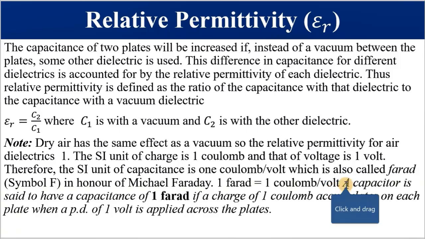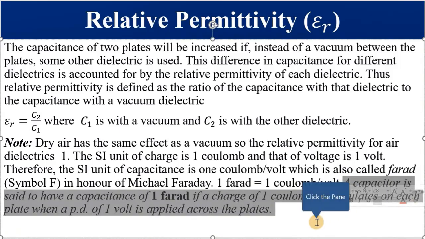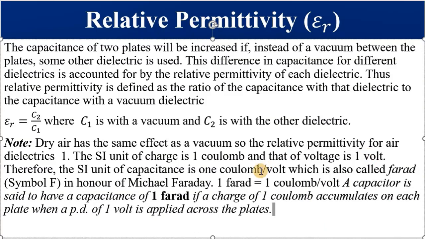And take note of this italicized statement. It says a capacitor has a capacitance of 1 farad if a charge of 1 coulomb accumulates on each plate when a PD of 1 volt is applied across the plates. We saw it in a slide before. 1 farad of capacitance is contained if a charge of 1 coulomb accumulates on the plate when a PD of 1 volt is applied across the 2 plates.